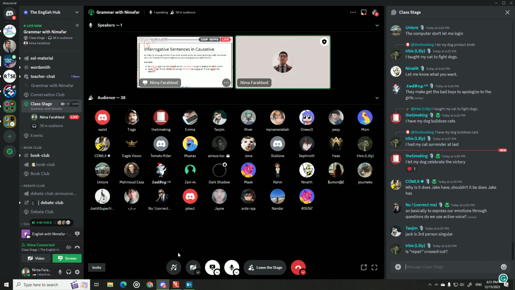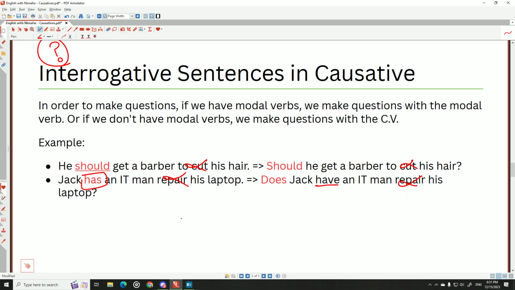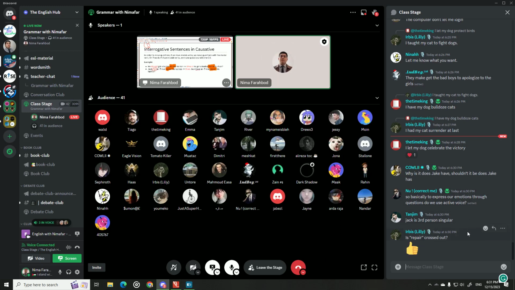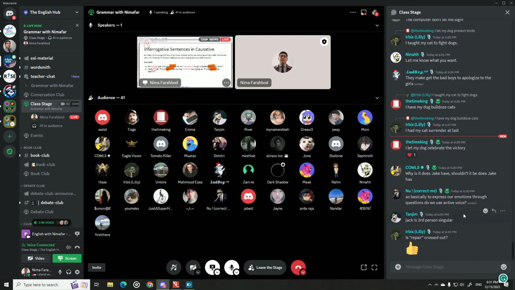Is repair crossed out? No, not crossed out. I mean, they didn't change. Let me highlight it. Maybe there's a misunderstanding here. I mean, to cut. No changes. Repair. No changes. That was my point. Not crossing them out. So basically, to express our emotion through questions.